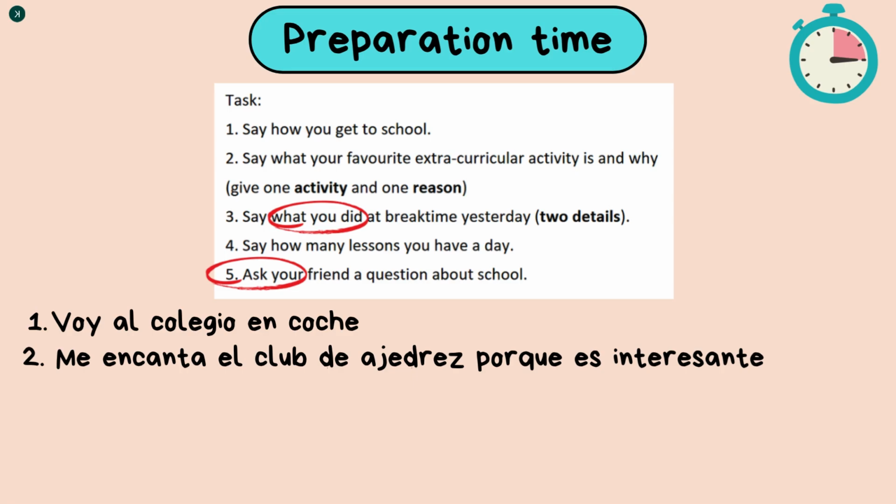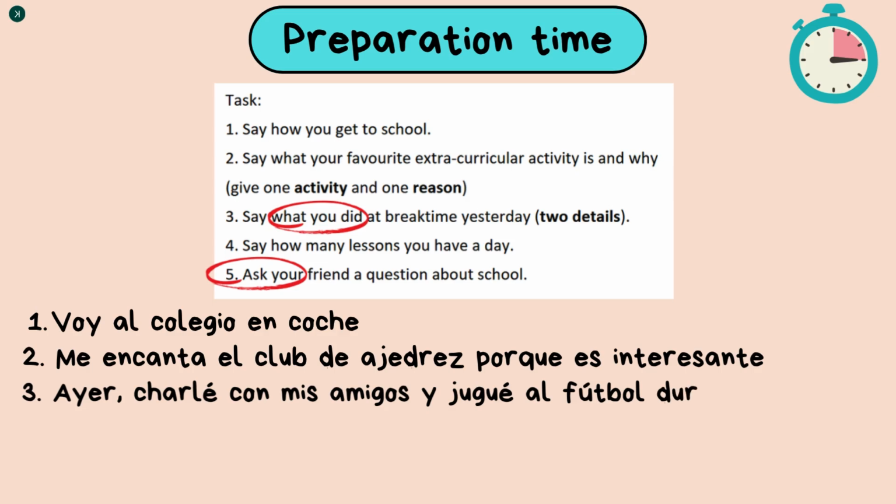So for the third one, it says, say what you did at break time yesterday and give 2 details. So there's 2 things I need to be aware of. I need to make sure I answer in the past tense, and I need to make sure I give 2 details here. So I'm going to say, ayer charlé con mis amigos y jugué al fútbol durante el recreo. So that means yesterday I chatted with my friends and I played football during break.